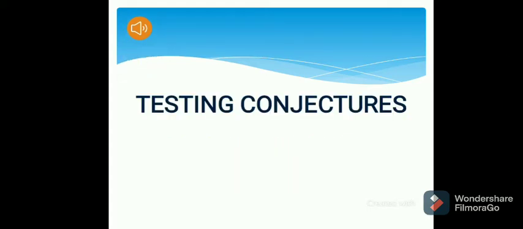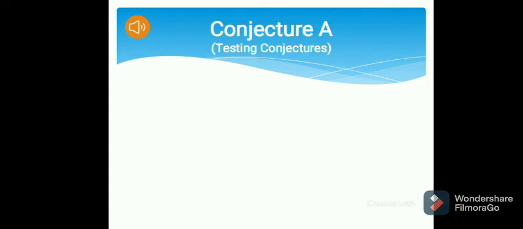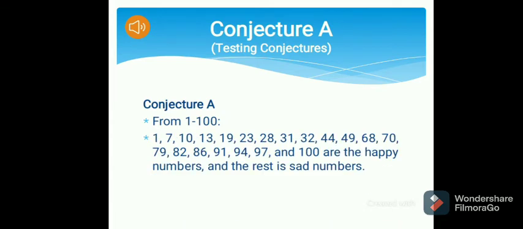To test our conjectures, here are the methods that we tried in testing. Conjecture A states that out of 100 numbers, there are only 20 numbers that are happy, and the rest are sad numbers. By adding the squares of the digits of the numbers, we obtain these results. We tested it one by one, and this is what we got.